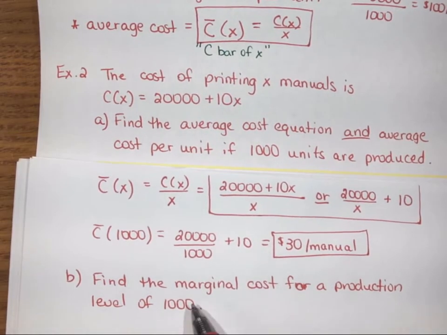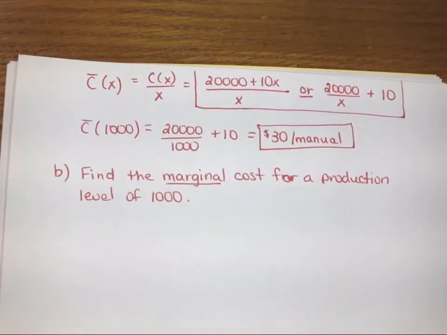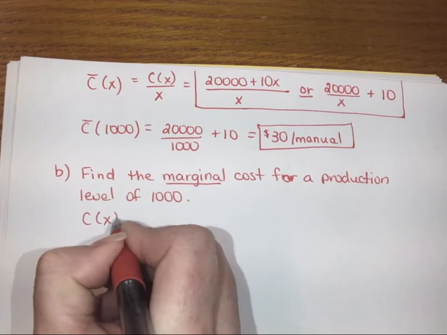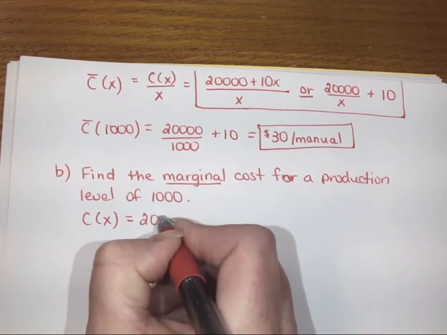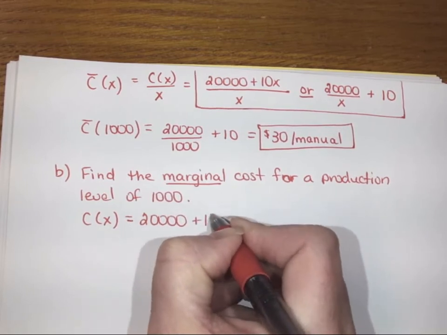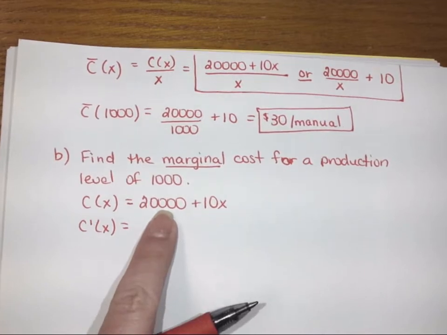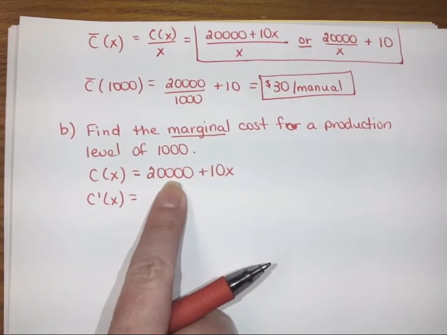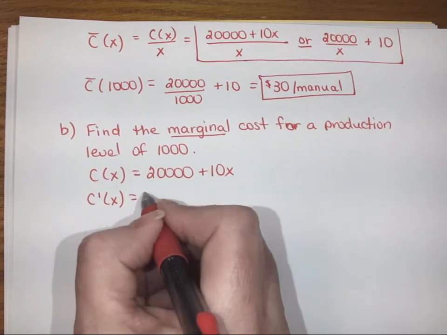Okay, so notice marginal means something different than average, right? Marginal means, hey, I need to find the derivative of the original, okay? So recall, it's not on screen anymore, recall that C of x was 20,000 plus 10x. So the derivative of a constant, whether it's large like 20,000 or not, is just 0, okay? And then the derivative of this is just 10.